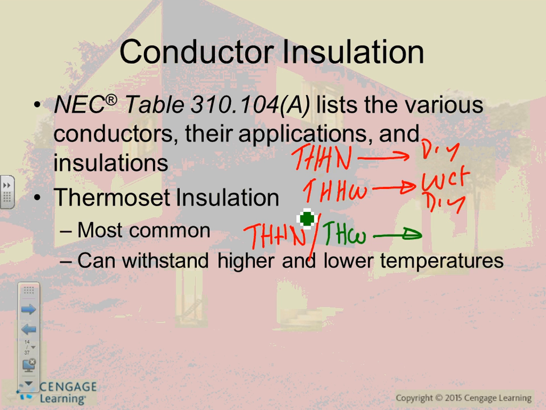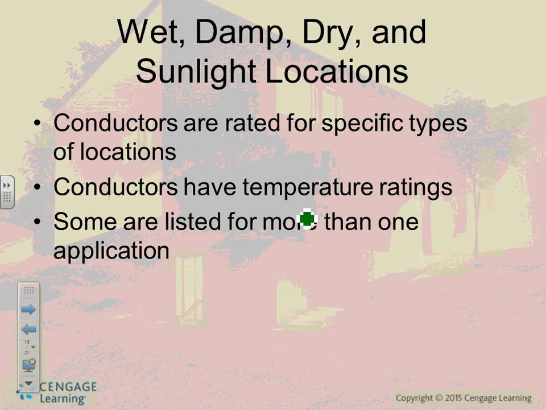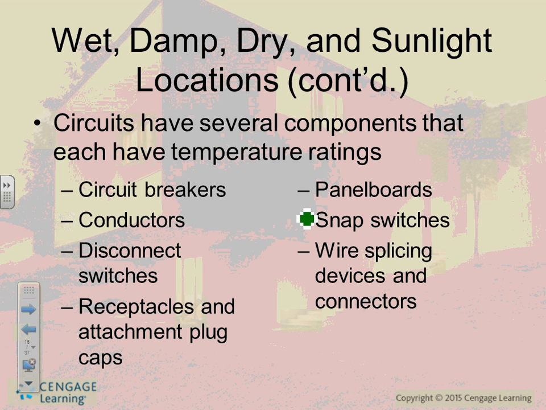XHHW-2. So if you see an installation that you don't know what it's rated for or where you can install it, Gary, what would you use to find this information? Right into this table. Awesome. We talked about dry and wet. The key word, guys, whenever you see a W in the name of the insulation, that's a hint that this one is rated for wet location.